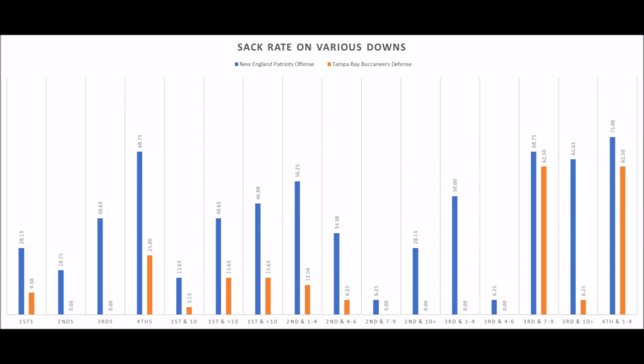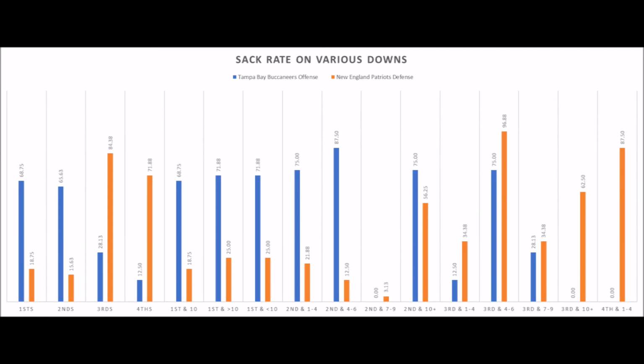Because if you don't sack Tom Brady, good things can happen. Then, of course, when you look at the sack rate for the Buccaneers versus the Patriots defense, the Patriots have also not been the best when it comes to creating sacks, except for third down. The vast majority of the sacks that the Patriots have been able to generate as a defense have come in third down situations. So that's really the only big matchup per se.